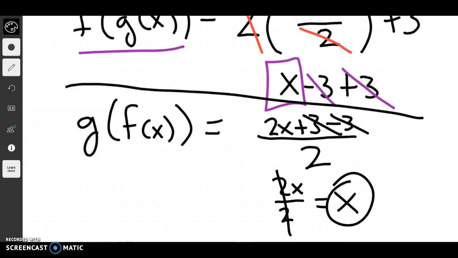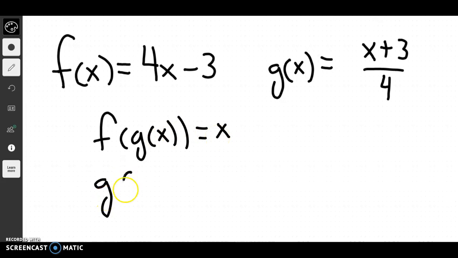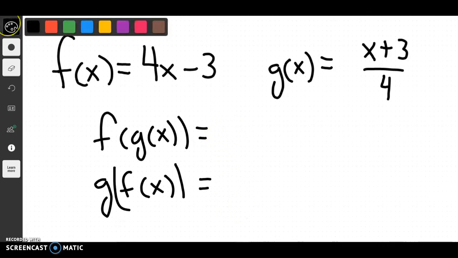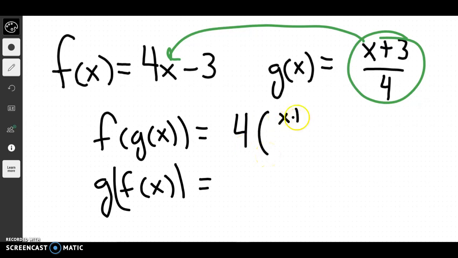Okay, let's do one more example. Again, for this one, we have to show that f of g of x equals x, and g of f of x equals x. So that's what we're trying to show. Let's see if we can show that. So to start out, I have to take this and plug it in for that x. That would give me 4 times (x plus 3 over 4) minus 3.